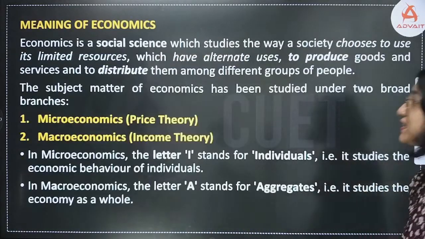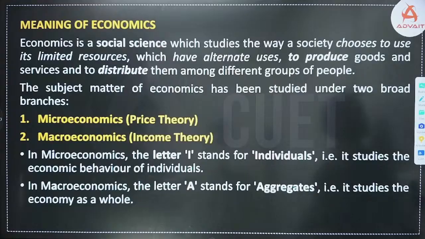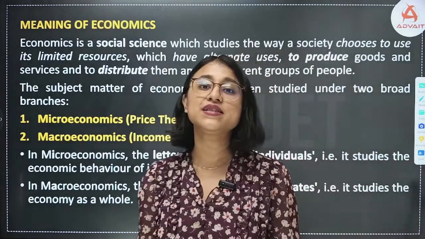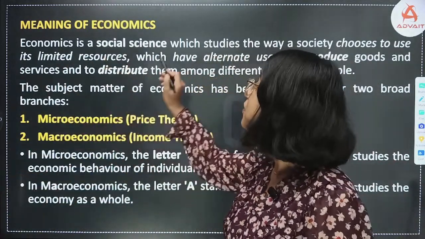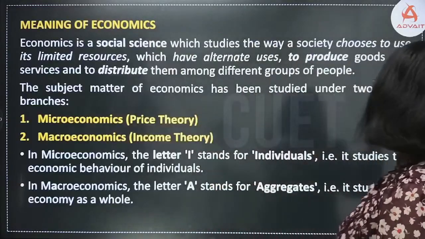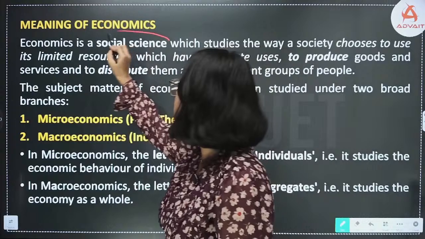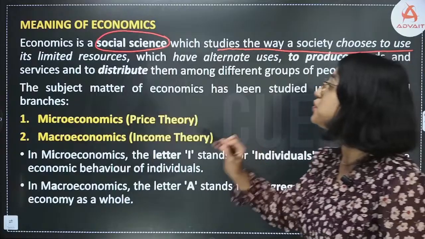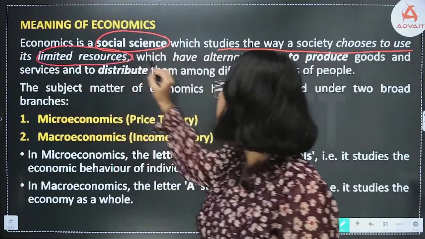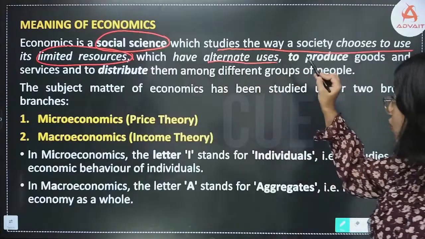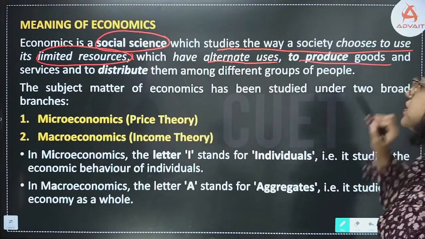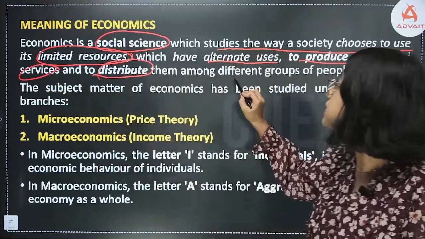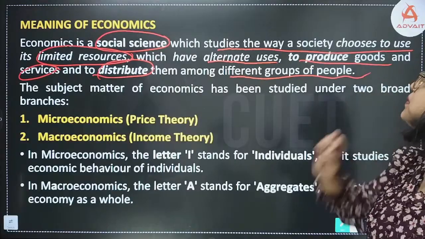So in the next slide, we will learn the meaning of economics. So let us understand what is economics. Economics is the social science. What is economics? Economics is the social science which studies the way a society chooses to use its limited resources, which have alternative uses, to produce goods and services, not only produce goods and services, but also distribute them among different groups of people.